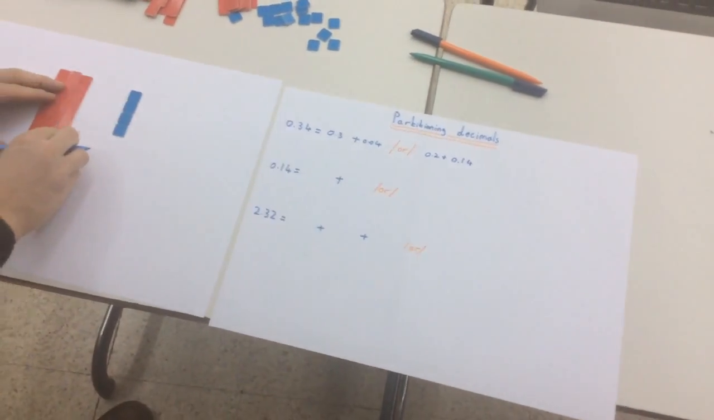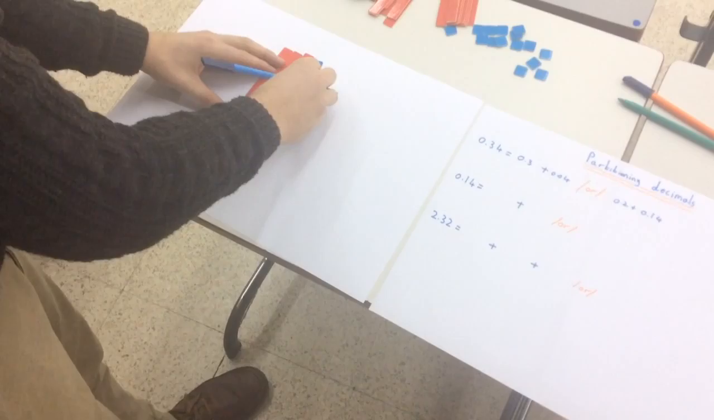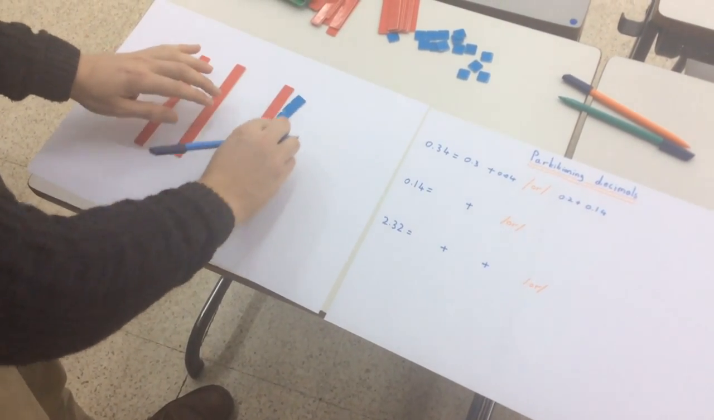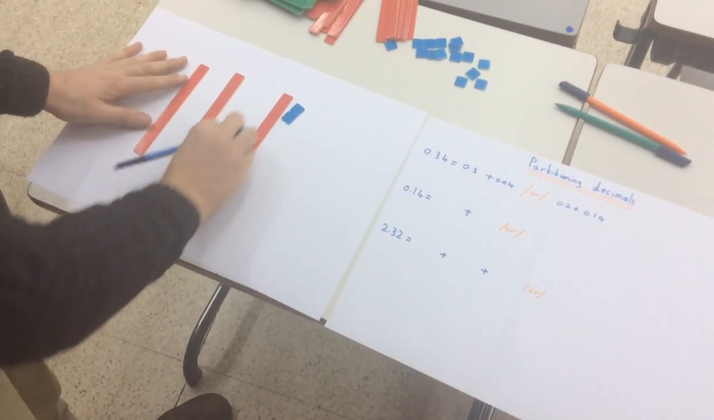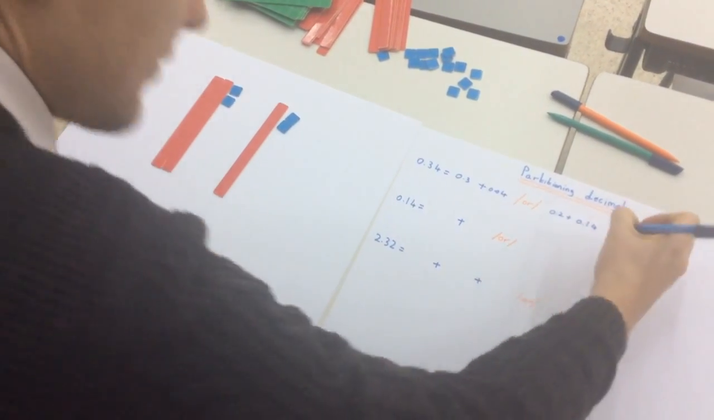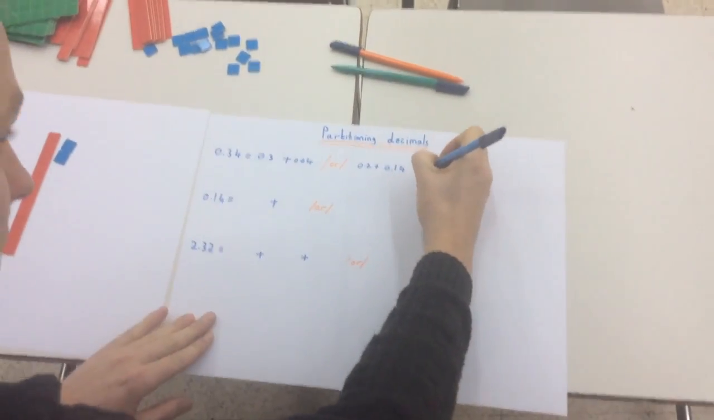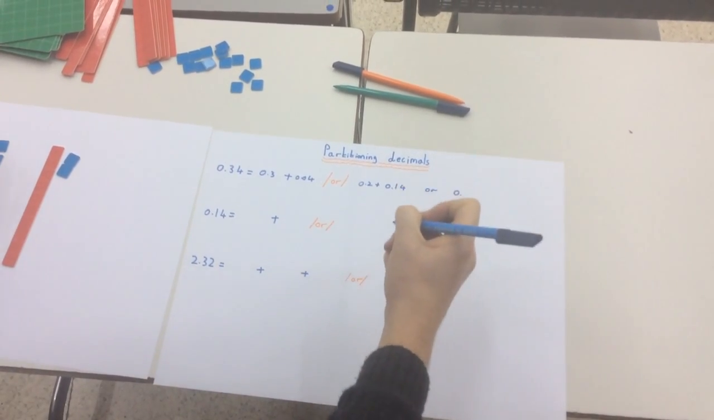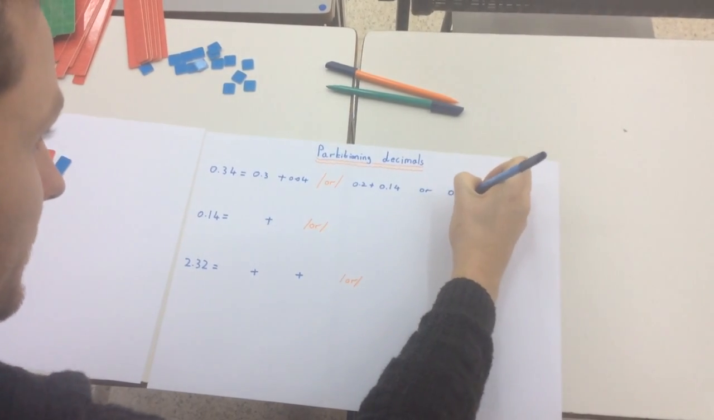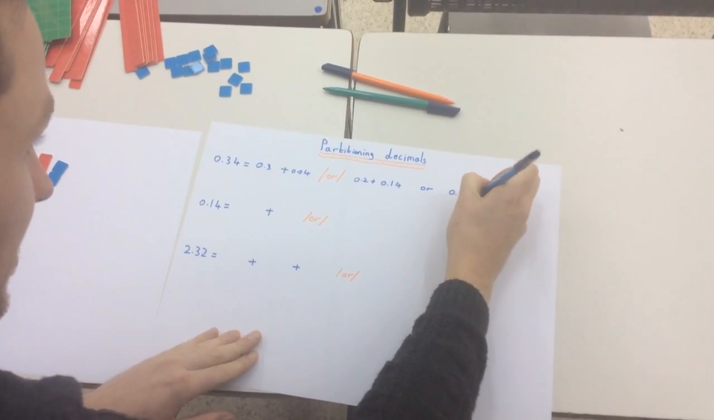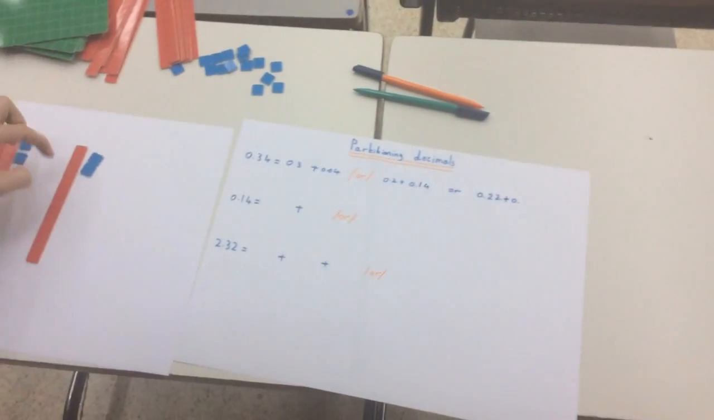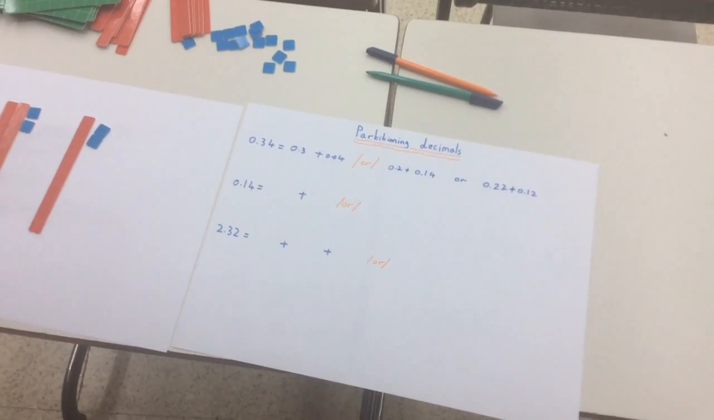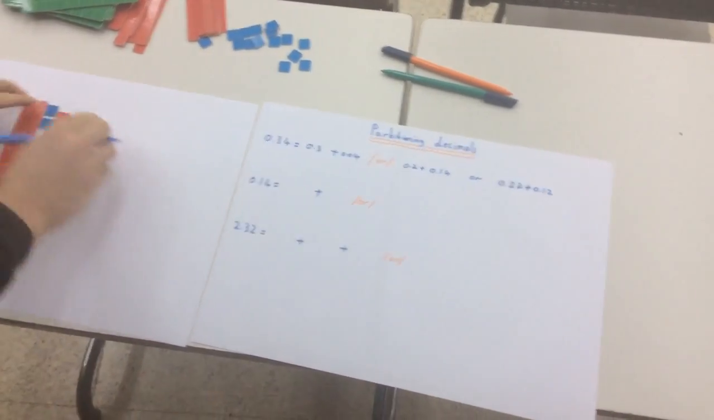Let's have a look for another way. Well, what about this? I could have 0.22 plus 0.12. And there are lots and lots of different ways that we could do that.